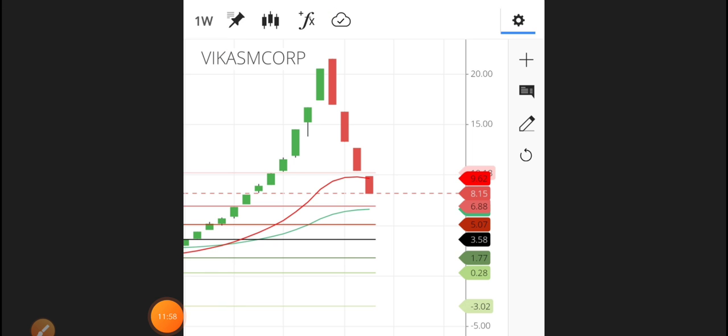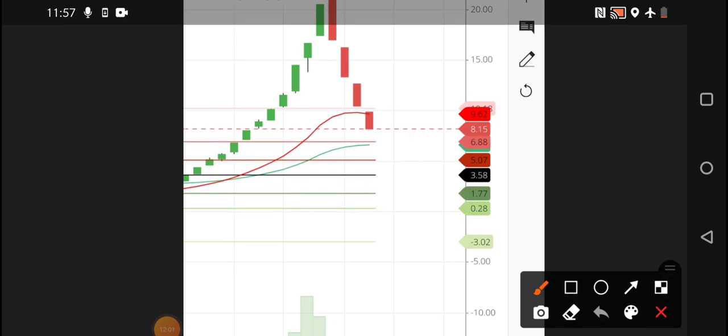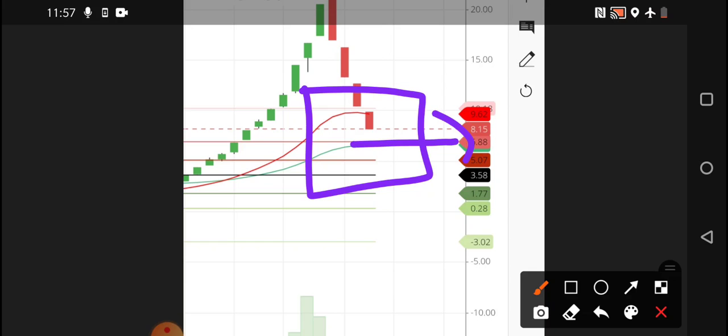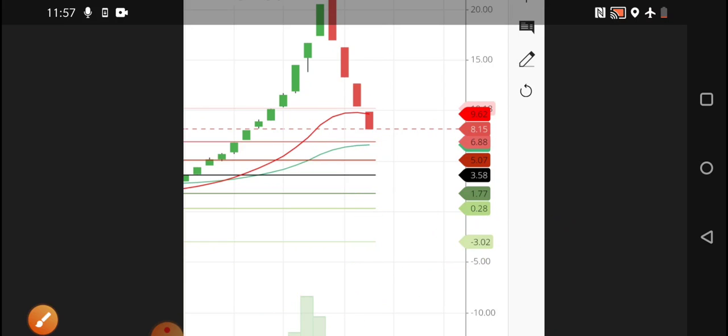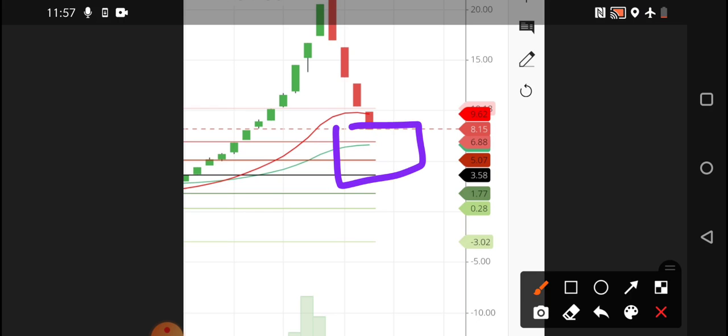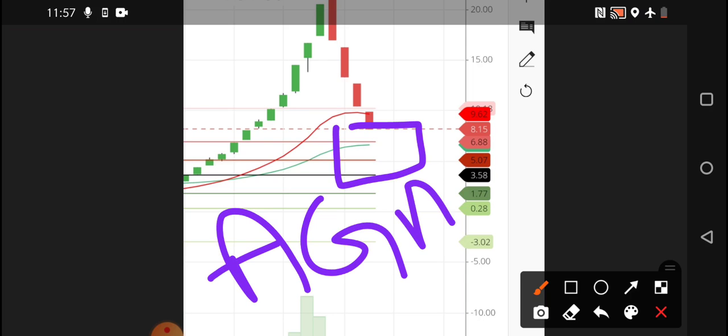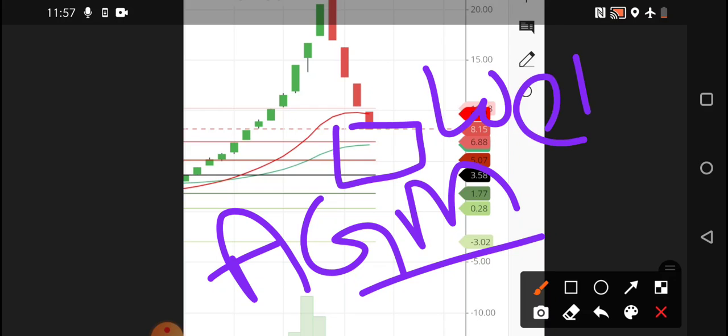So this is the 1 week chart. On this chart, clearly you can see the final support of the stock at the 6.88 rupees level. This is the ultimate support for the company. 6.88 is a very good support. We have double confirmation here, that is the 50 EMA as well as the pivot point. If you get a chance to invest, definitely you can have a try. The AGM is also coming near, on Wednesday, so keep an eye on it.